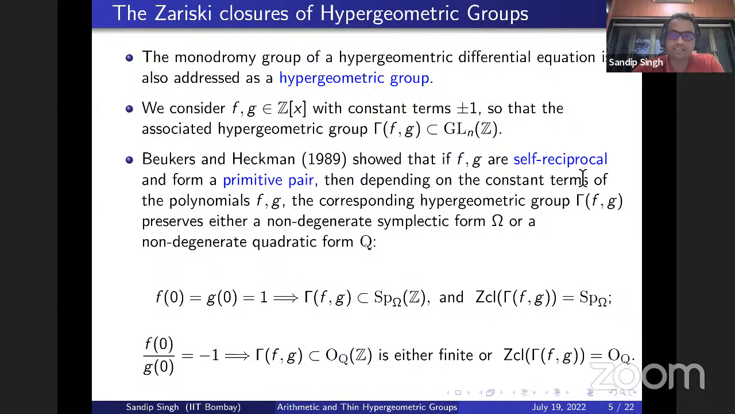to use Levelt's theorem, we have assumed in the beginning that f and g should be coprime polynomials. f and g should not have any common root, and f and g are self-reciprocal. These two conditions ensure that f0 is equal to g0 is equal to 1 is satisfied only when n is an even number. Otherwise, if n is odd, then this condition holds only if -1 is a root of f and g both, but that is not allowed. So this is how we get the Zariski closure of the hypergeometric group that we are now denoting as gamma Fg inside GL n C.